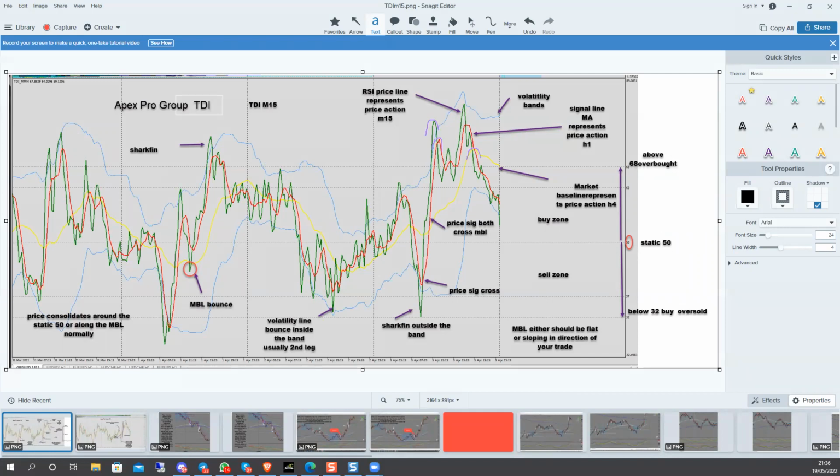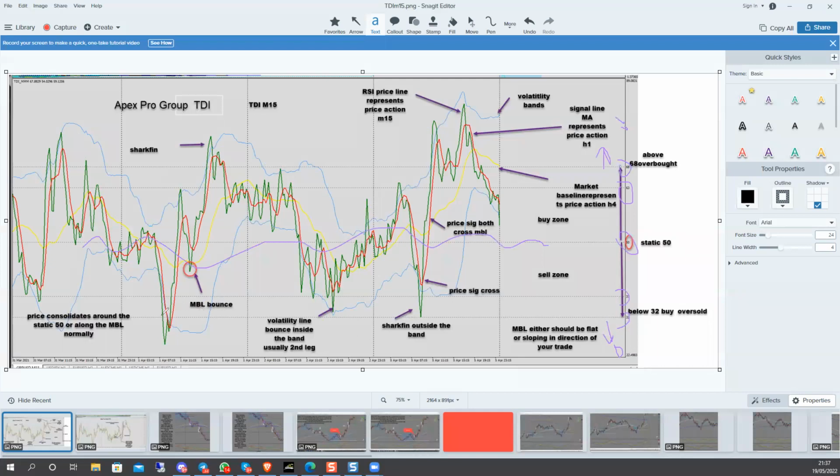So let's also talk about the levels on the TDI. Up here we have above 68, above 63, then 50, which is a consolidation, a neutral zone. We have 37, 32, and then we go down towards 20, and also up above 80. So the areas above 68 are considered highly overbought, and below 32 are considered really oversold.